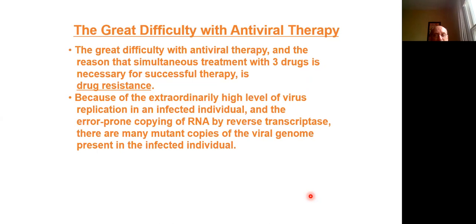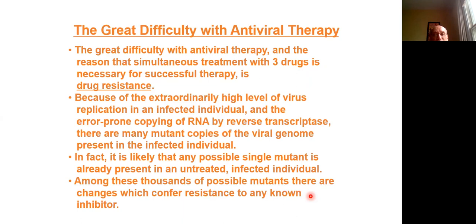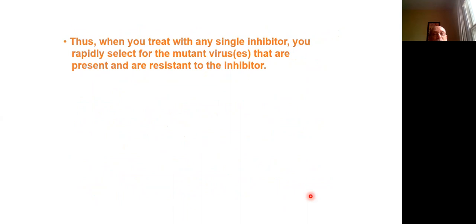In fact, very likely, any possible single mutant of those 10,000 bases in the viral genome is already present. Among those thousands of possible mutants, there are mutants which are resistant to any known inhibitor. So when you treat with any single inhibitor, what's called monotherapy, you rapidly select for mutant viruses that are already present and resistant to the inhibitor. For example, this is a real life example.